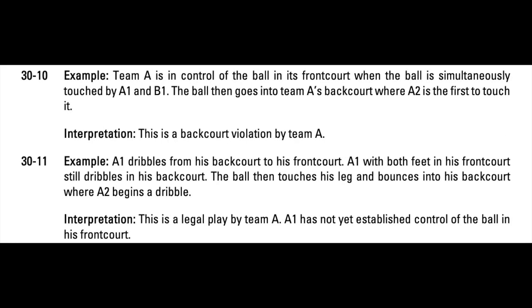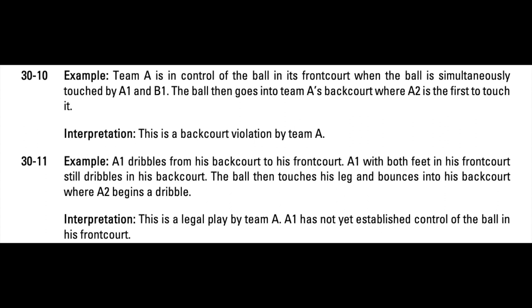So team A has control of the ball in the front court when it's simultaneously touched by A1 and B1, then goes in their backcourt and then A2 touches it. It is a backcourt violation because it was a simultaneous deflection, and a case like that is still deemed as control by team A, so since it went in the backcourt, violation.